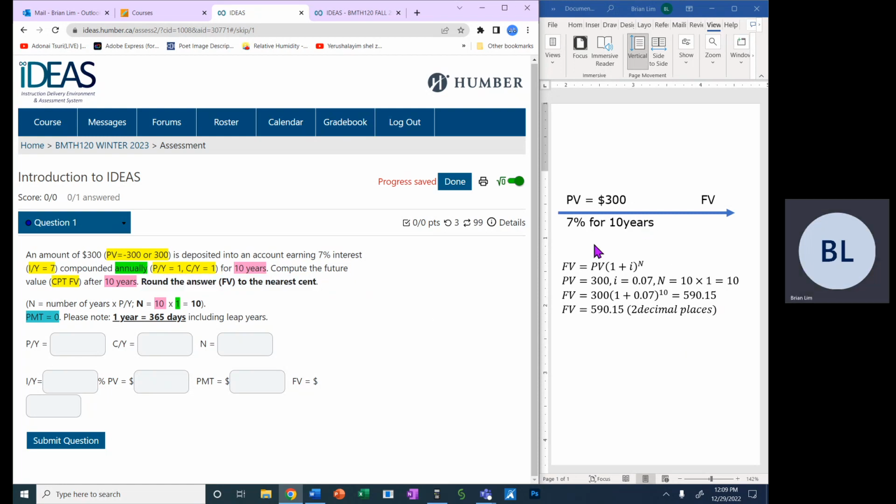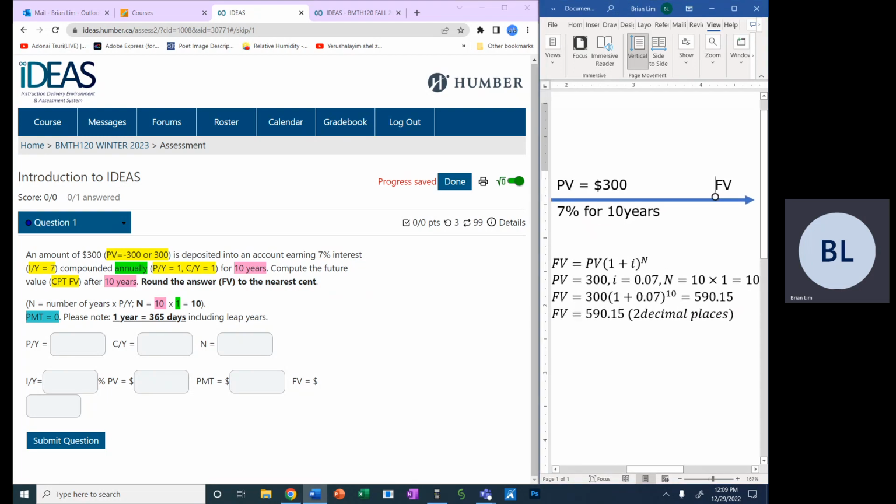Now here on the right is how we would do it if we used a formula. It shows us how the process is conducted, meaning we start with $300. Let's say we deposit it into the bank, and the interest rate is 7% and we leave it for 10 years. So this is the formula that would be used. Now we could make it a little bit larger so it's easier to read.